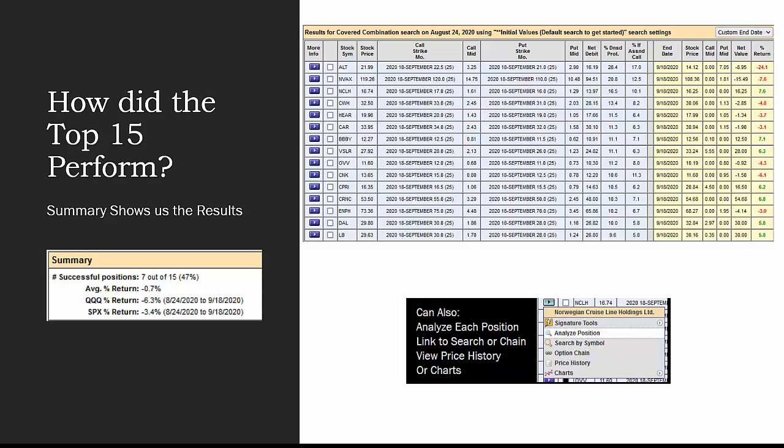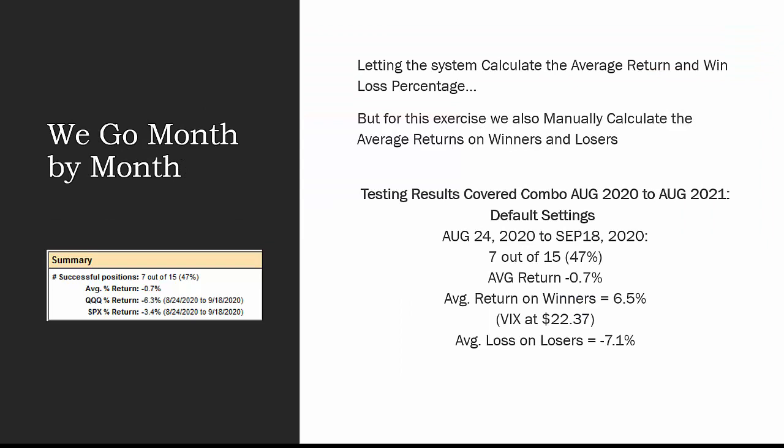Using the more information buttons, once I get the results from my historical search, I can also analyze each position individually to see if it ever hit a 10 or 15% loss where I might have considered closing the position. You can link to the historical option chain to see the various prices of other legs, or if you were looking to roll, you could do that manually. And you can even go into the price history for that individual call and individual put and the change with the individual stock each day over that time period from when you ran your search to expiration. But we did this manually.